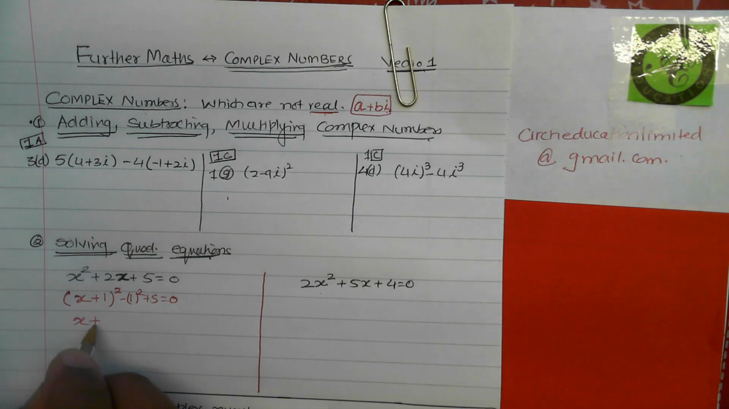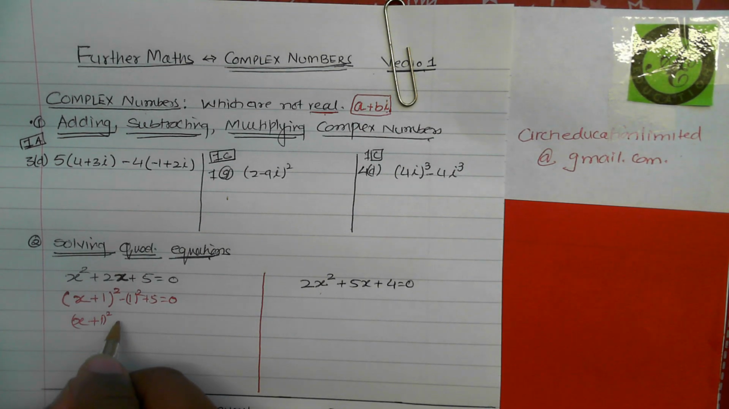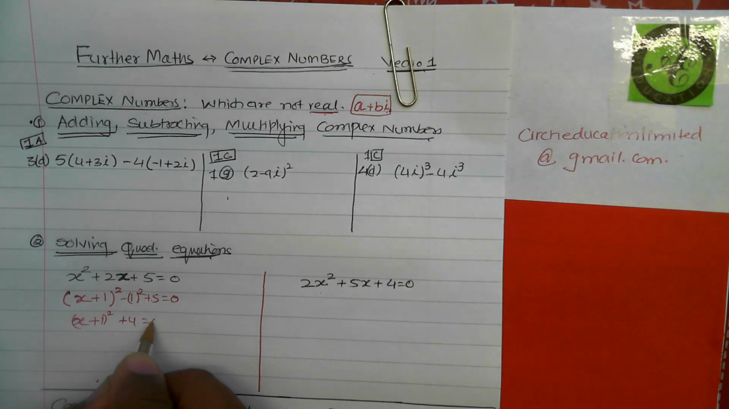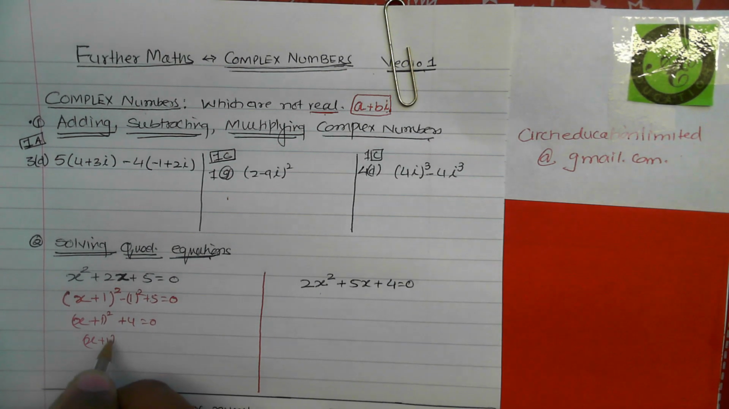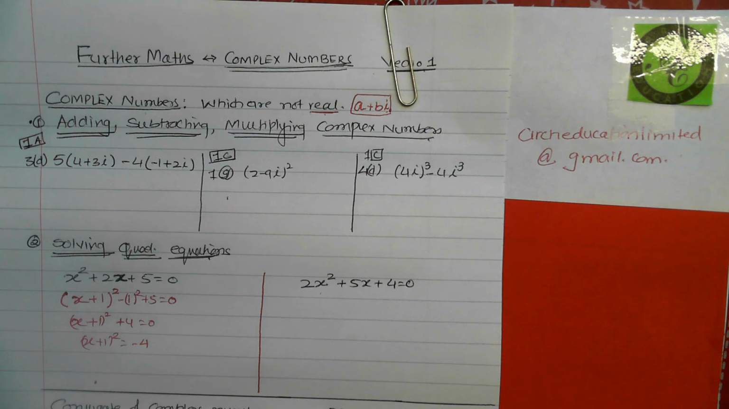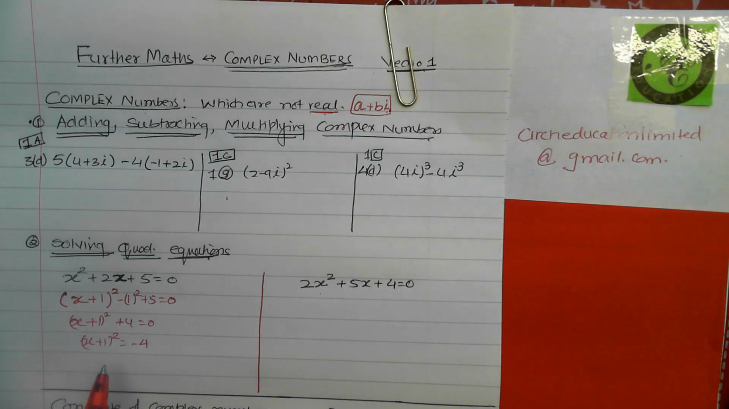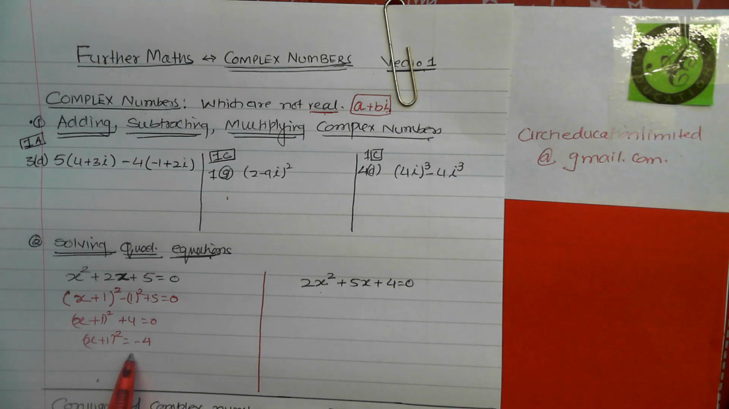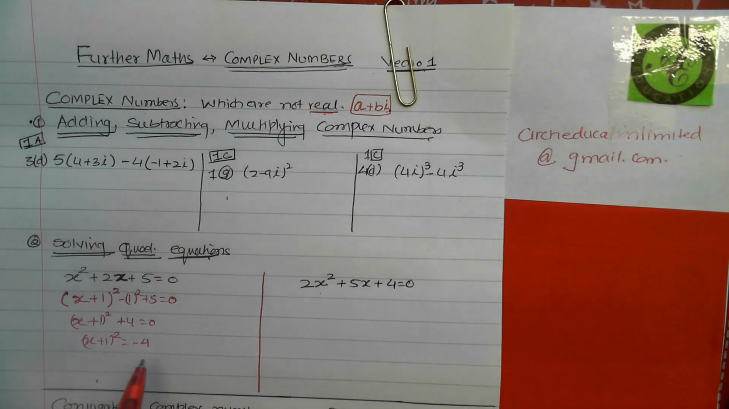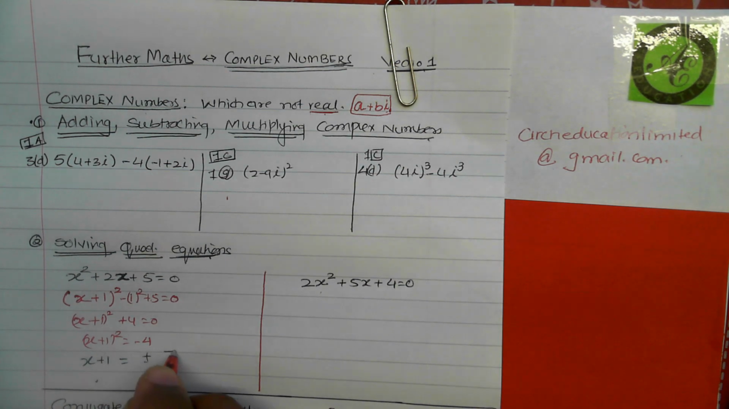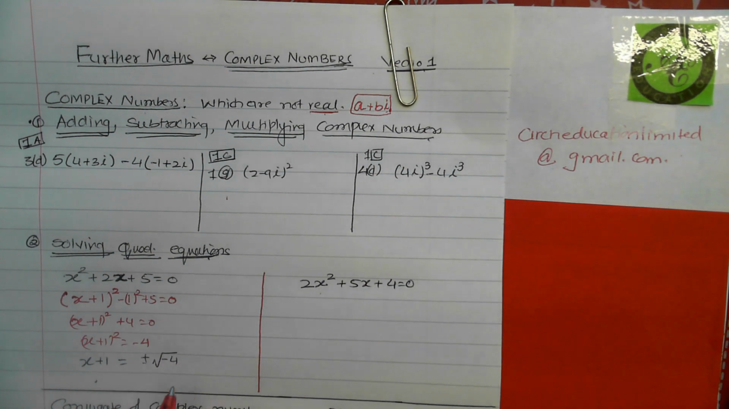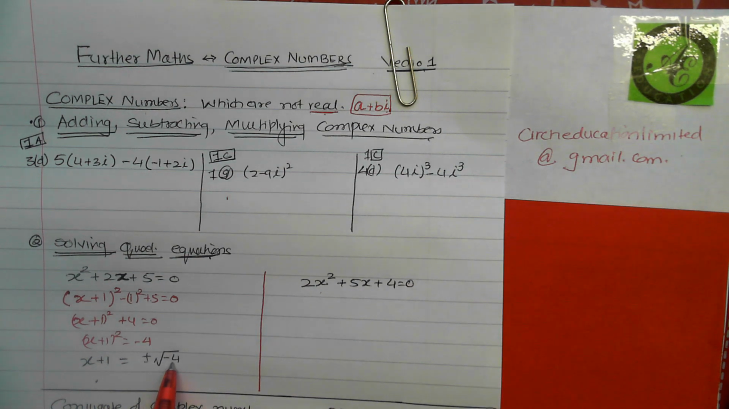Okay, and you get x plus 1 squared plus 4 equals 0, and x plus 1 squared equals minus 4, and you get stuck in this. You cannot solve this equation anymore because the square root of a negative number is not allowed. You would have written x equals plus and minus square root of negative 4, which is not allowed in the real number system. That is where mathematicians devised a new system called complex numbers.